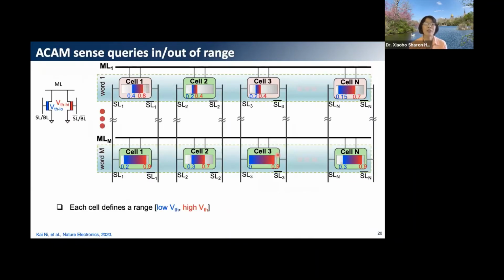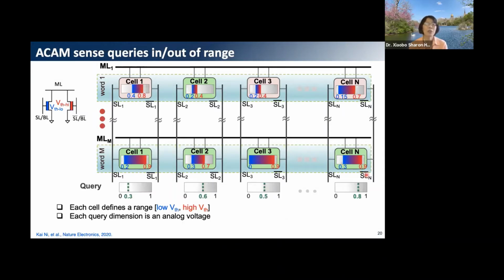So let me briefly talk about how this ACAM works. In the ACAM cell, we set the 2 FeFETs, one to a low VTH level and one to a high VTH level. And this high and low VTH level in each cell defines a range. So you see that I use the blue, I use the red. For example, in this case, this cell N has 0.3 volt as the low VTH value and 0.9 as the high VTH value. Now the query is also an analog signal coming in.